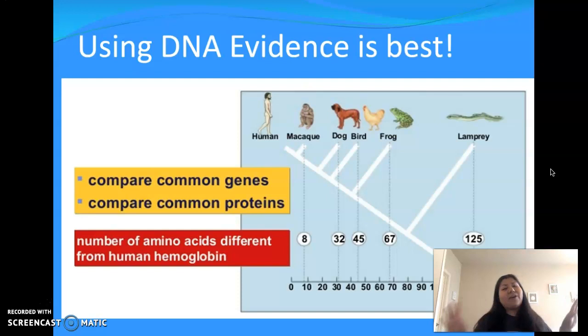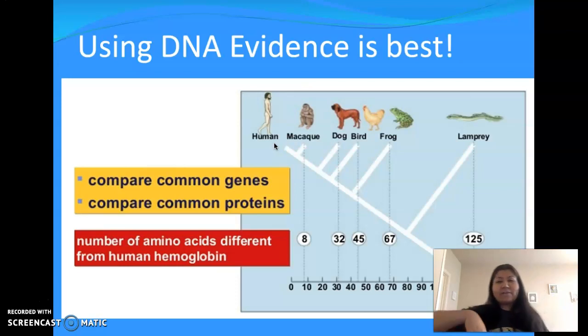All right, so just remember with all of this, DNA evidence is the best. This is what scientists like to use. It's the most accurate. You can compare genes, you compare proteins. So for example, on this particular cladogram, they're looking at the number of amino acids that are different from human hemoglobin. Hemoglobin is on your red blood cells. It binds to iron, and it allows your heart to pump efficiently because you're transporting oxygen all throughout your body. All organisms have hemoglobin because they all need oxygen to perform cellular respiration.